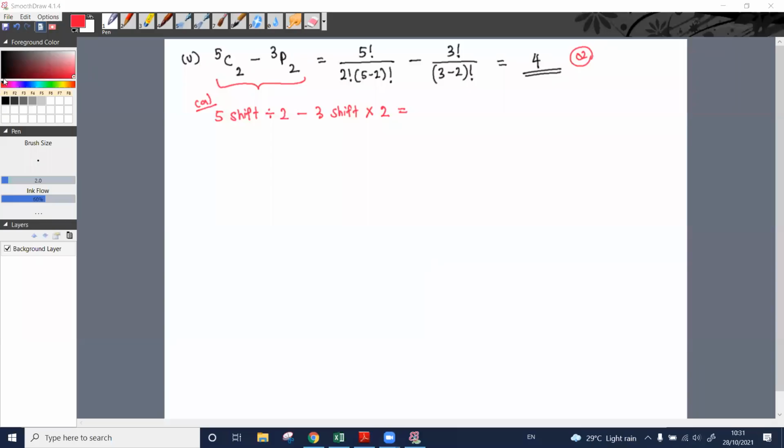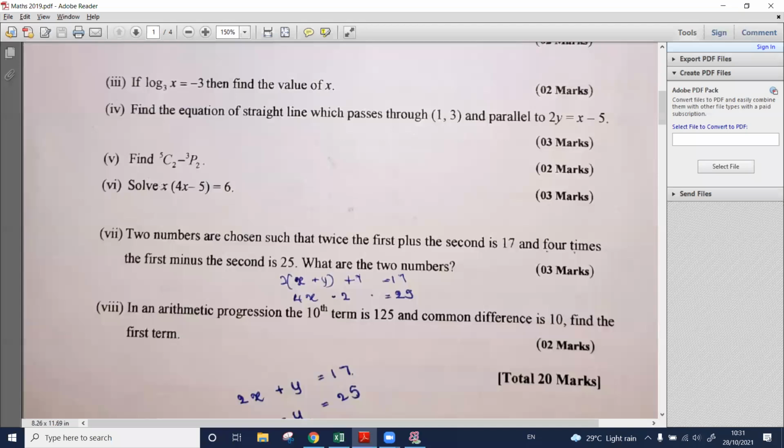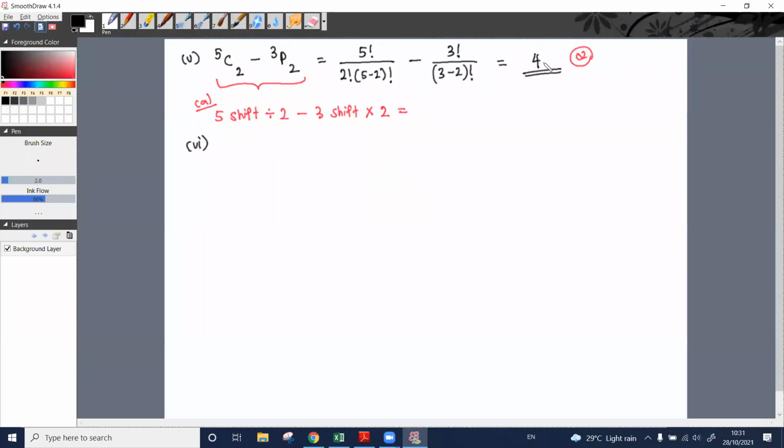Part 6. Solve. Right. Since it is for 2 marks, it is okay if you just put the answer, but if you know how to take this, then it is better. This would be better, but still if you have the final answer, that is also okay.